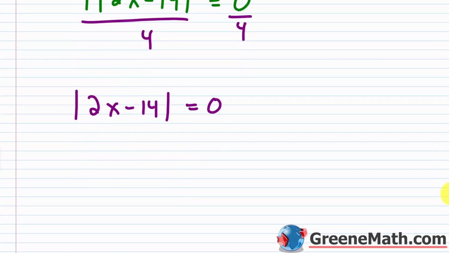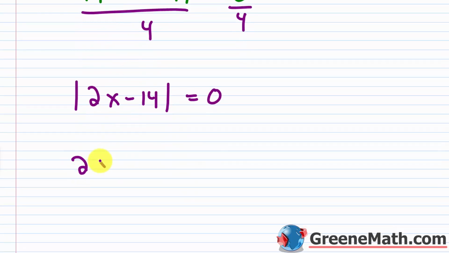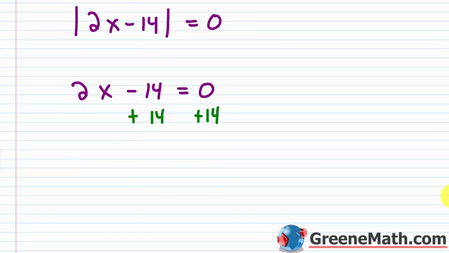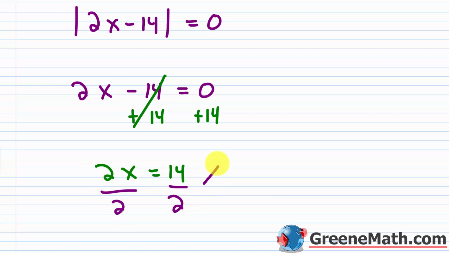So all we need to do is say that 2x minus 14 is just equal to 0. We're just going to solve that equation. So I'm going to add 14 to each side. And of course, this is going to cancel. We'll have 2x is equal to 14. Then we're going to divide both sides by 2. And I'm going to get that x is just equal to 7. So just one solution here, x equals 7.